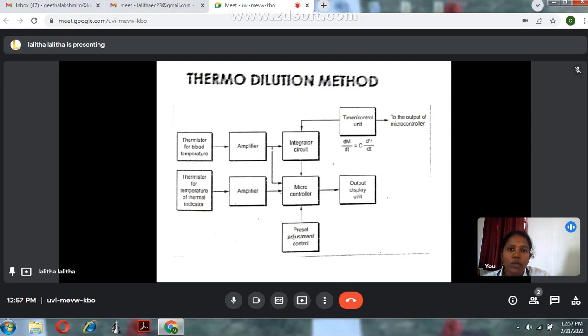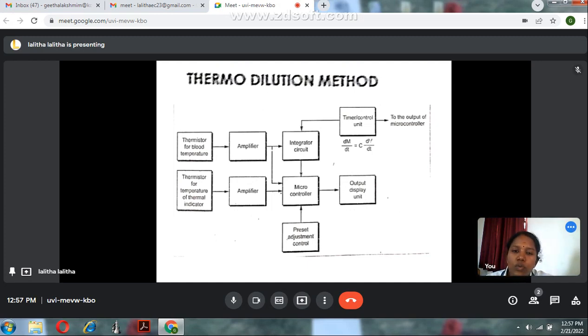So this is the thermodilution method. The thermodilution method is also a cardiac output measurement method. It consists of an amplifier, integrated circuit, microcontroller, timer controller and display unit. Here the microcontroller is the central control part of the system.